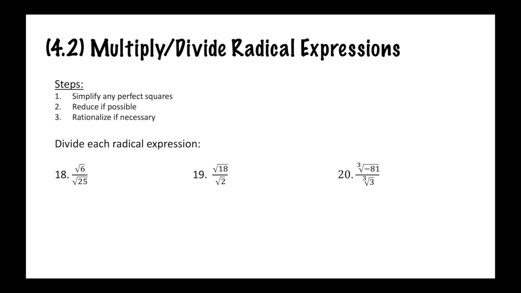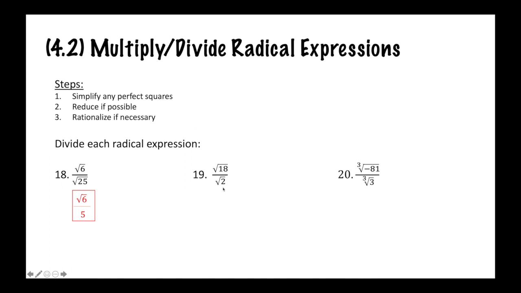One thing that's really important to note on these is that you're not allowed to have radicals in your denominators. So in 18, again, if I'm looking to simplify any perfect squares here, the square root of 6, that's not going to be perfect, but the square root of 25 is. So root 6 is going to stay root 6, but the square root of 25 turns into 5. Since this cannot simplify any further, and also because we don't have a radical in the denominator, this is our final answer.